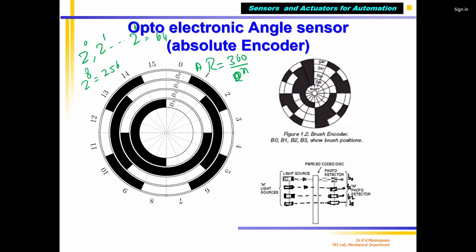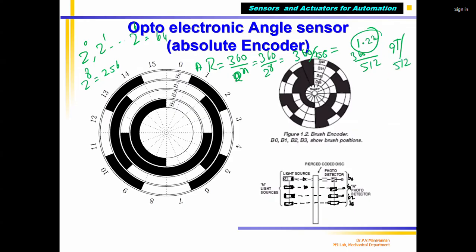2 power n, where n is the number of tracks, gives the number of segments. So 360 divided by 2 power 8 is 360 divided by 256, correct? That is going to be 1.2 something. I can measure 1.4 degree. If I want to measure higher resolution, I make 9 tracks and 512 segments. So in that case, 360 divided by 512.